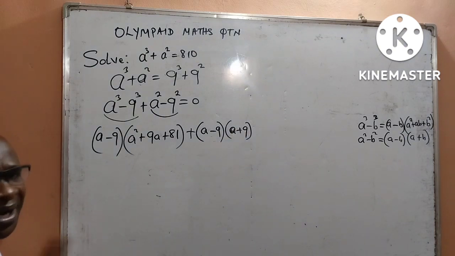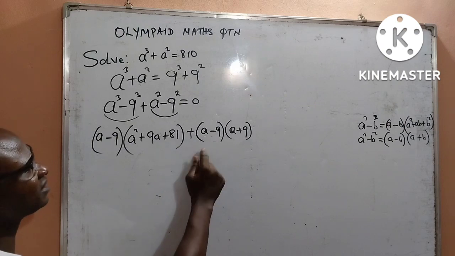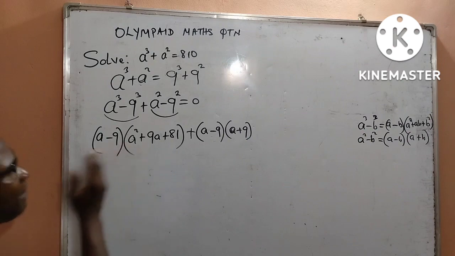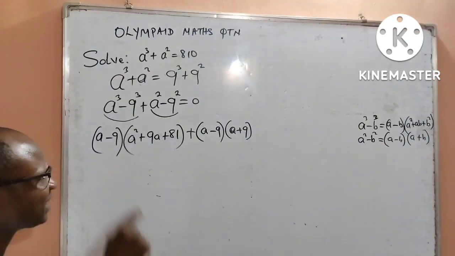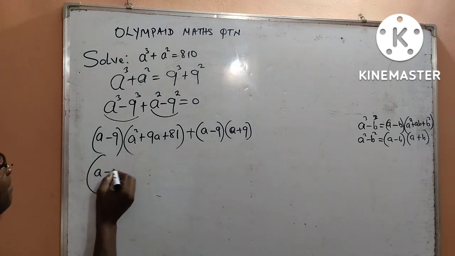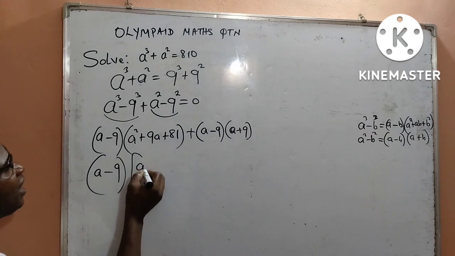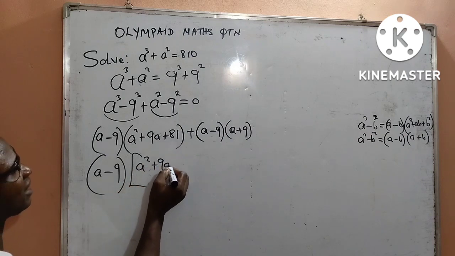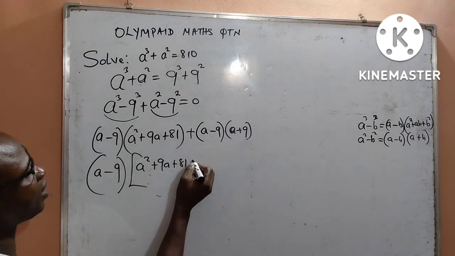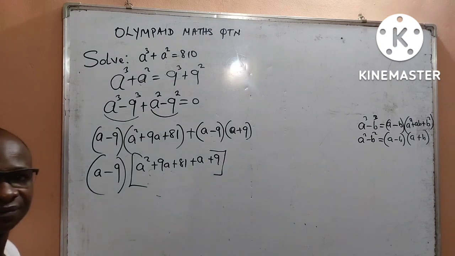Therefore, looking at this, you can see with me that a minus 9 is on the right hand side and also a minus 9 on the left hand side, implying that I can factor it. So if I factor it, I will have a minus 9 into a squared plus 9a plus 81, then I have the second one, plus a plus 9. So this is what I have.